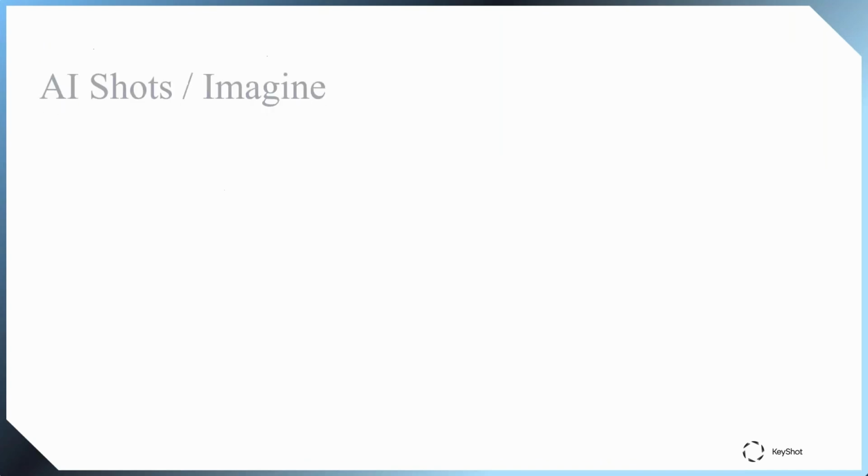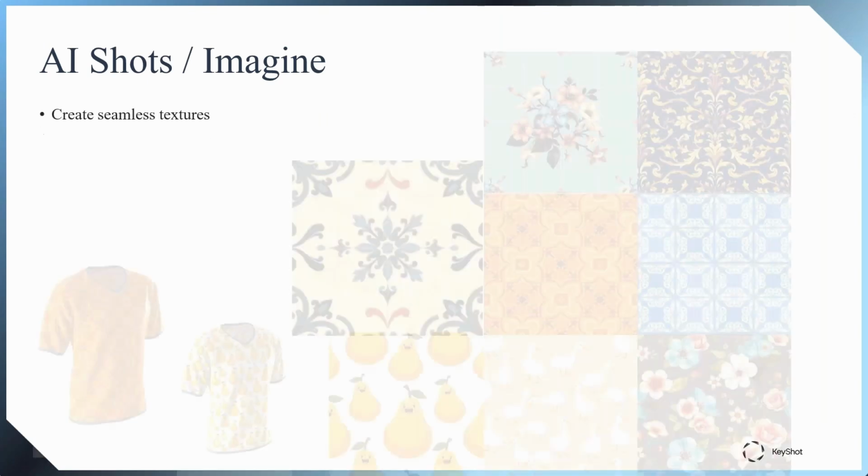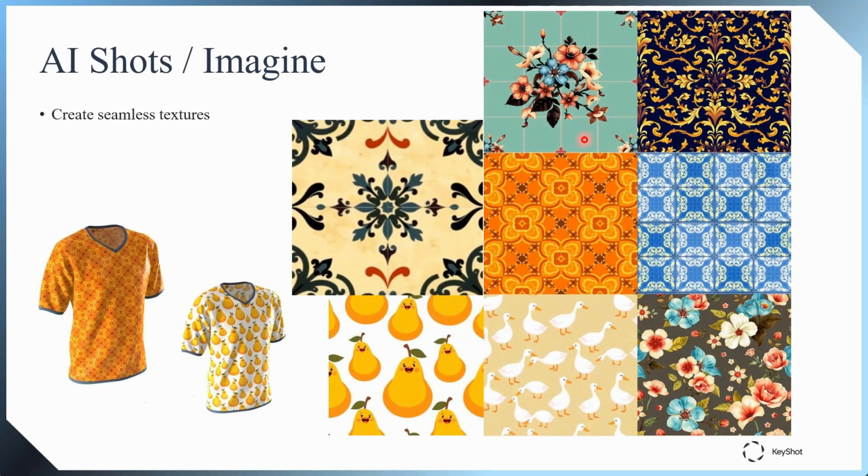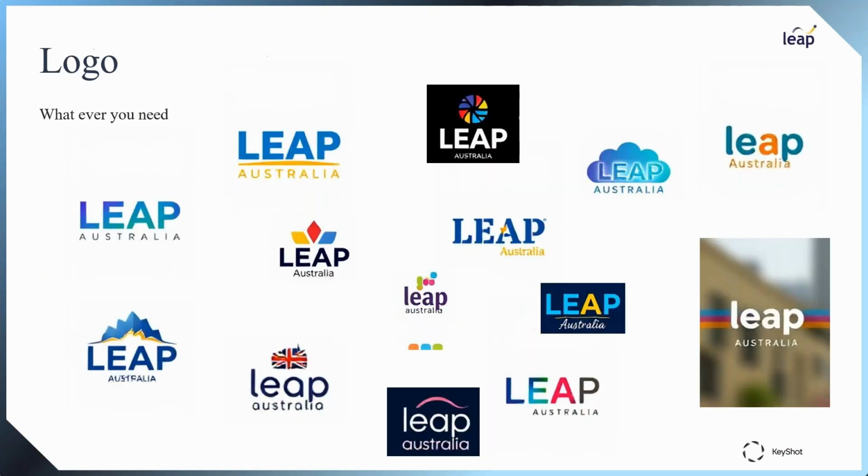We can also create seamless textures, for example, floral prints, animal prints, fruit prints, or different patterns, and we can use those patterns on our t-shirts or basically any surface you want. So you create a texture and you just put that texture on whatever product you want to paste it on. That's another thing which we can do with Imagine. You can imagine any texture you want to, and there's no restriction to it.